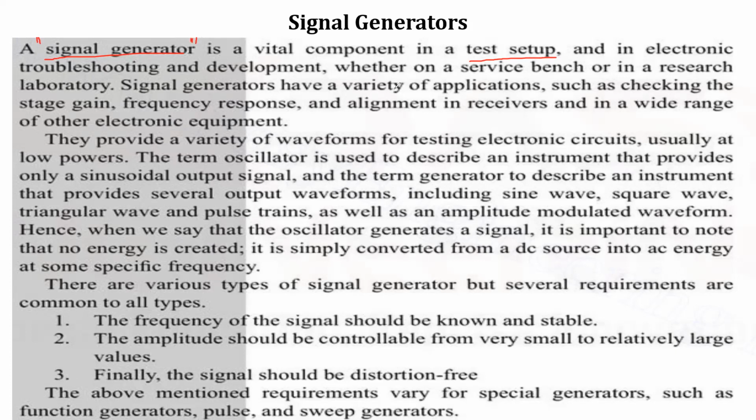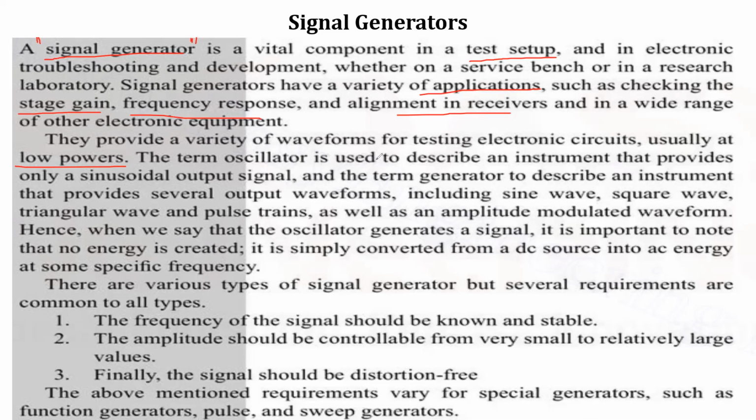Signal generators have a variety of applications, such as checking the stage gain, frequency response, alignment in receivers, and a wide range of other electronic equipment also. They provide a variety of waveforms for testing the electronic circuits, usually at low power. By using only low power, the different waveforms can be analyzed here.